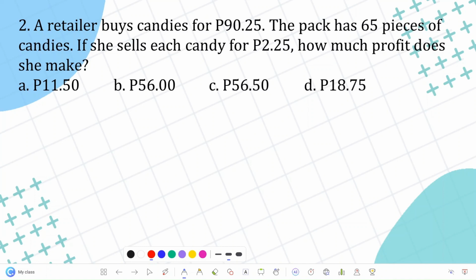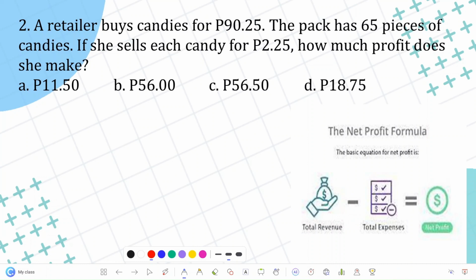Before we solve this item, dapat natin malaman ang formula ng net profit. Ang net profit is equal to total revenue minus total expenses. Okay po? Para po makita ninyo ang iyong kinita, ang lahat ng kita ninyo, yung gross sales ninyo, bawasan po ninyo ng total expenses. So, yun ang iyong net profit. Okay? So, let's solve item number 2.